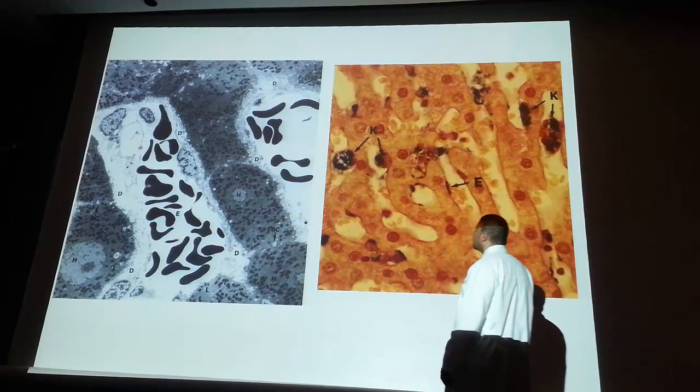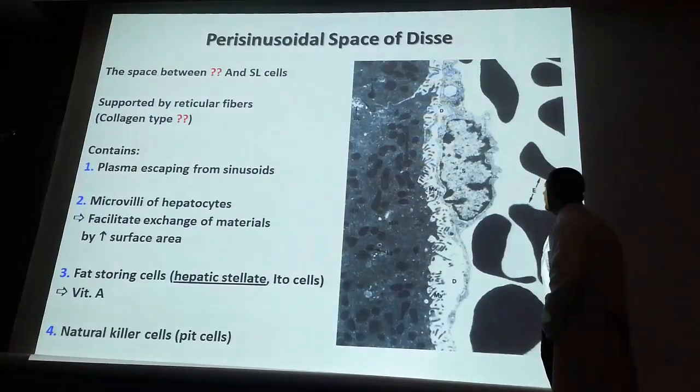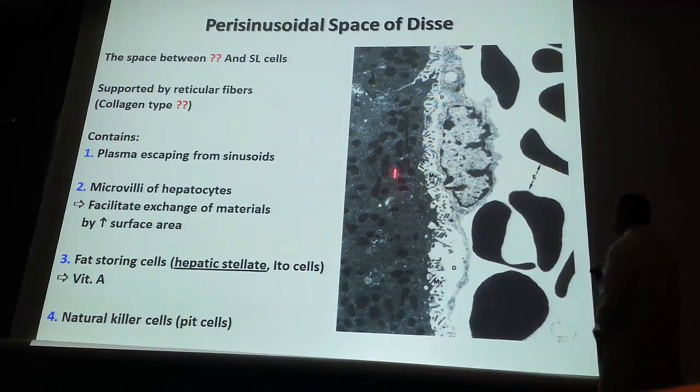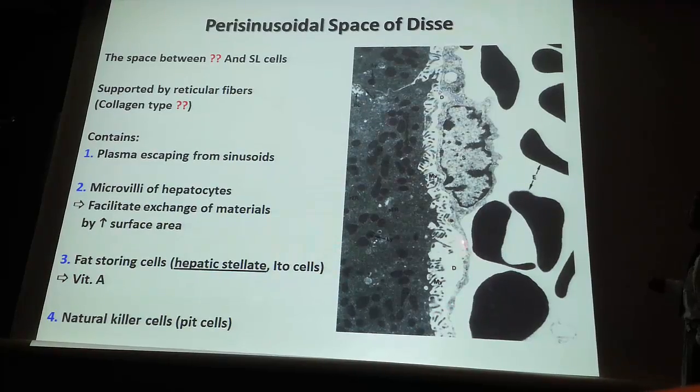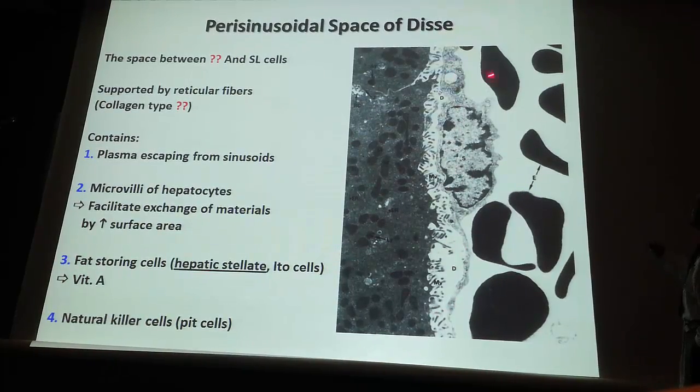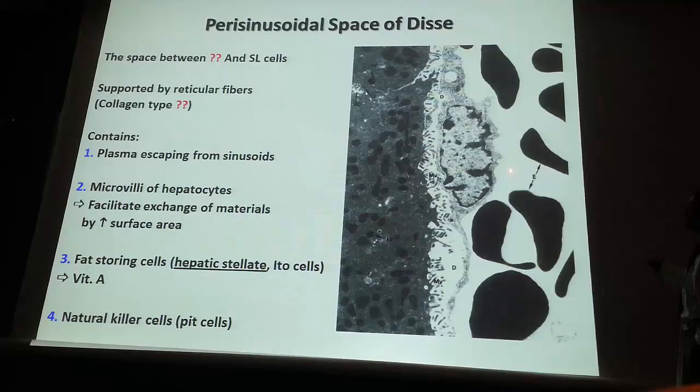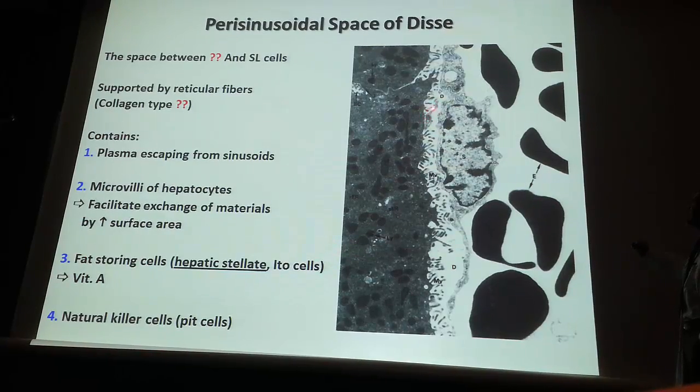Also, as they started studying the space of Disse under electron microscopes, you see here the hepatocyte, and all these microvilli from the hepatocyte. Here is the sinusoidal lining cell, which is the endothelium, and RBCs within the sinusoid. Clear, okay? And this is the space of Disse. And as you go along you see cells. This is a cell and this is its nucleus. Can you see?